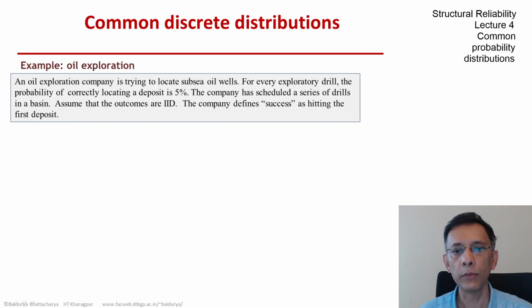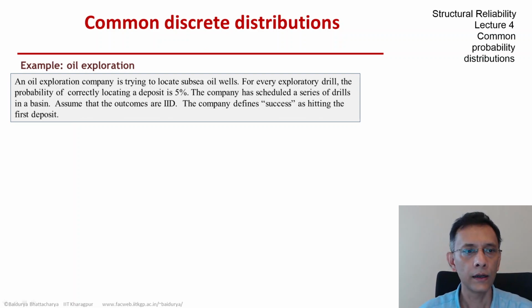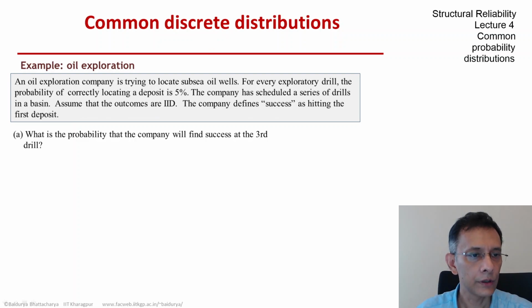Our second set of problems involving a sequence of IID Bernoulli trials ask similar questions but in a different context. So let's just spend a minute reading the question. Okay, so as you see, the success probability is 0.05 per trial. Let's look at the first question.